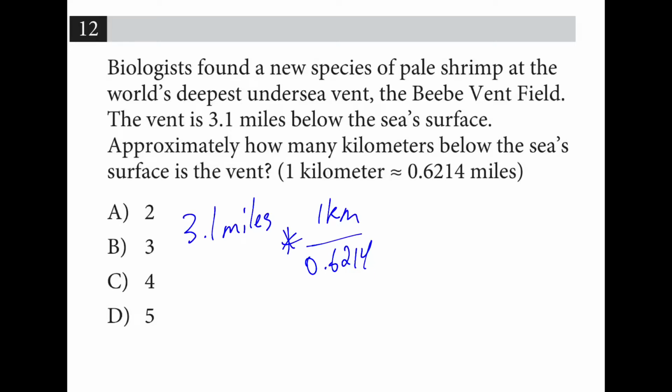So if we take 3.1 miles and we multiply it by the conversion factor of 1 kilometer per 0.6214 miles, this is going to make it bigger when you're dividing by less than 1. In fact, you get 4.99 or 5.